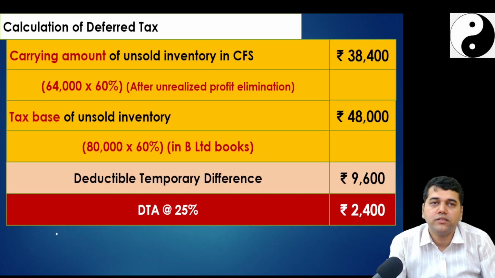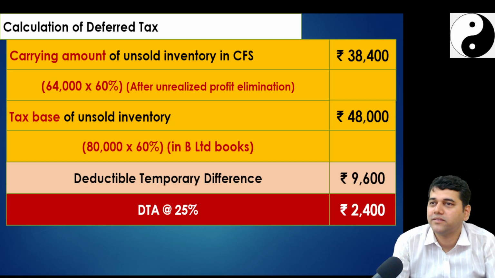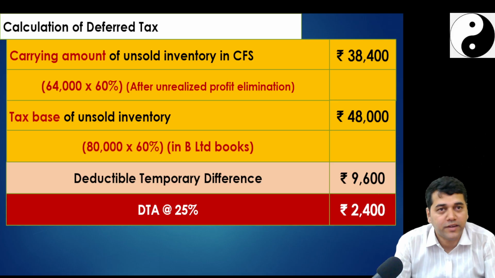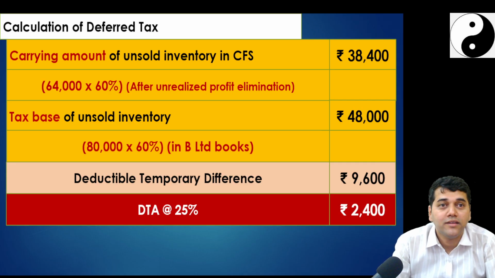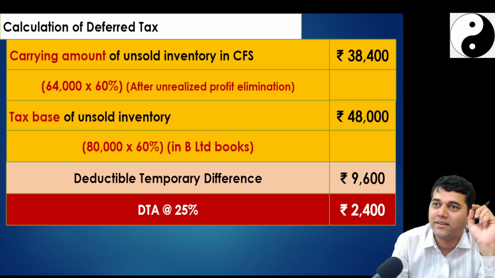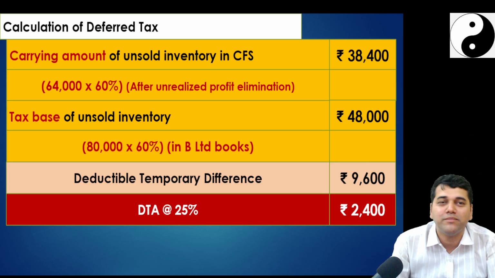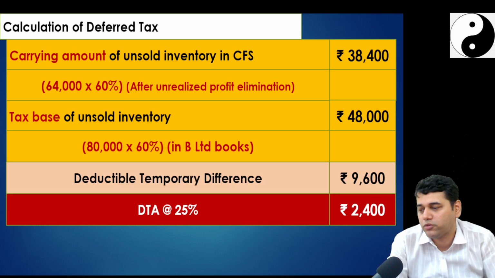Now, where do you take this? What entry will you pass? Deferred tax asset account debit to deferred tax income. Where do you take that deferred tax income? P&L or OCI? P&L, no. Because this inventory value, where will it show? P&L, no. Then deferred tax also should come there only. And this asset, it's a current asset because anyhow it is going to get sold next year.